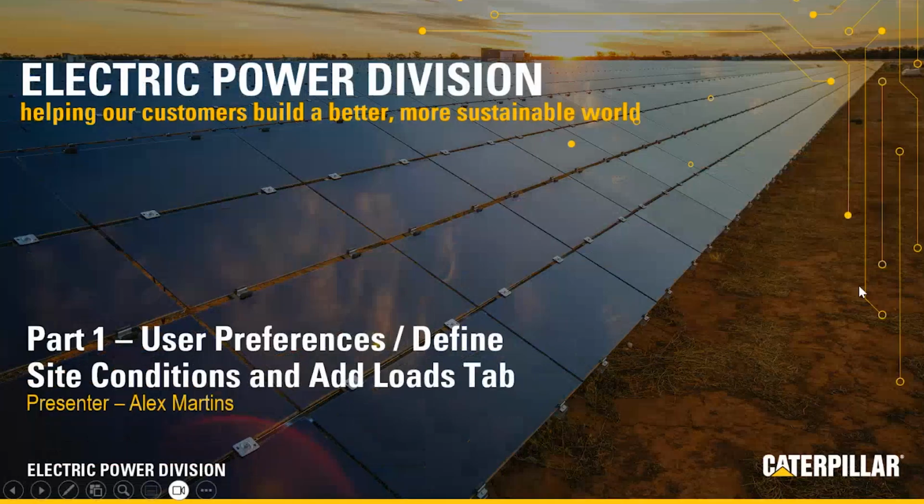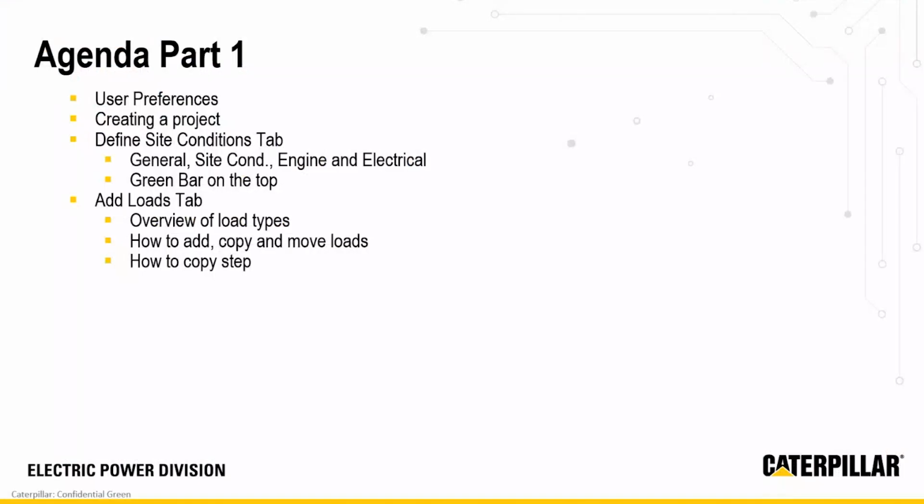Hello everyone. My name is Alex and I'm the technical sales support here at Caterpillar. I'll now be covering part one of this webinar, which will talk about the user preferences, the define site conditions tab, and the add loads tab. These are the topics that we'll be covering in this part. We go through the steps to set up user preferences, create a three-phase or single-phase project, set up the defined site conditions, and add loads. We first go through some overview slides, and after that, I will do a live demo on SpecSizer.